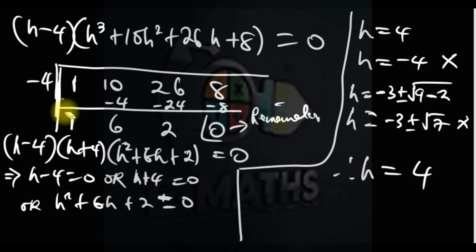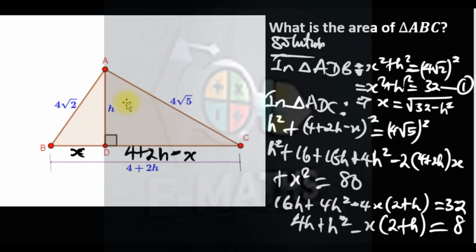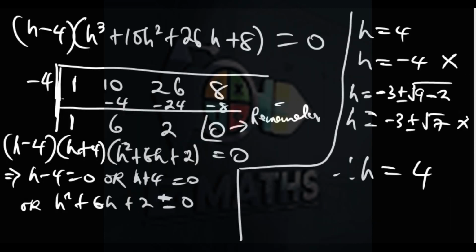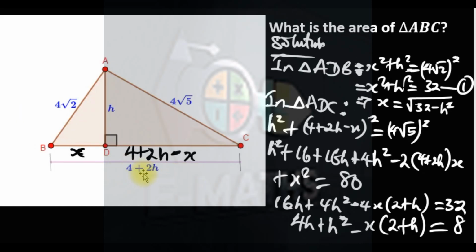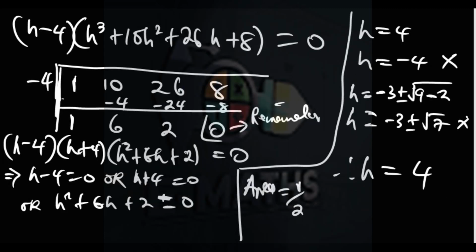Remember, our main aim is to find the area of this triangle ABC, and area is half base times height. So we need to get the base. So we now see that therefore the area is half, our base is 4 plus 2h and our height is h.